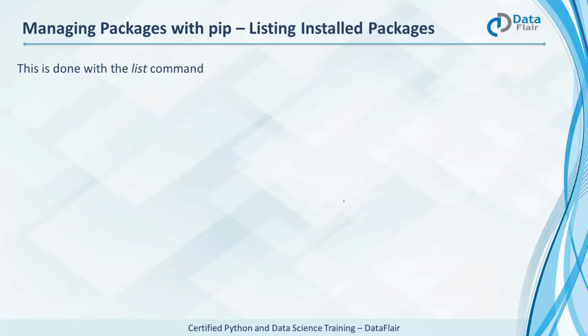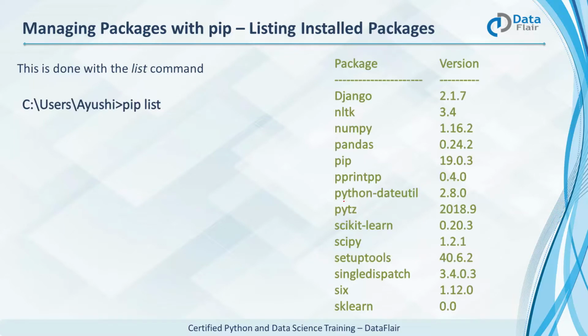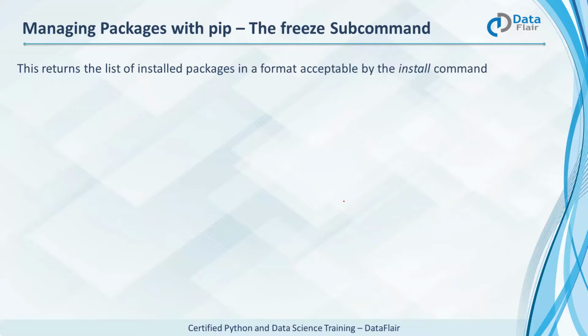And if you don't know what packages are installed on a machine but are curious to find out, use the list command. This displays the list of installed packages along with their installed versions. But if you must do this in a format that you can then send to the install command, freeze will let you do that.